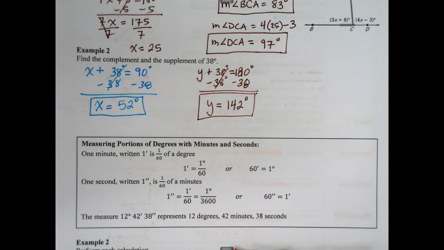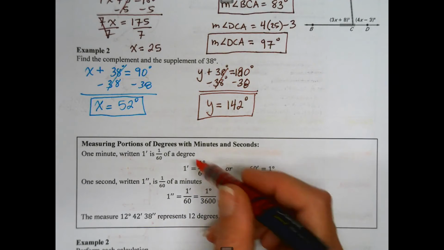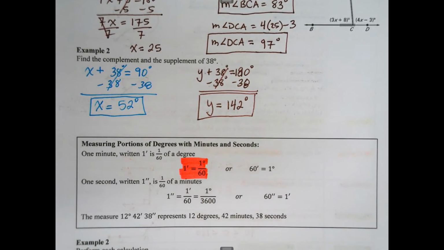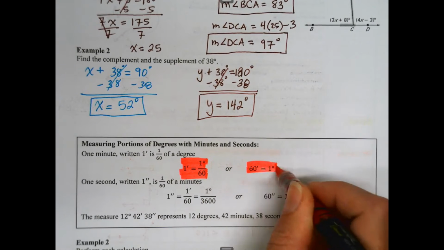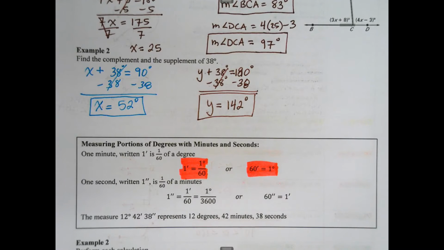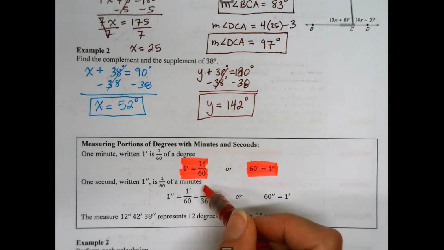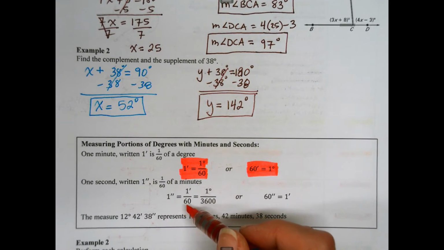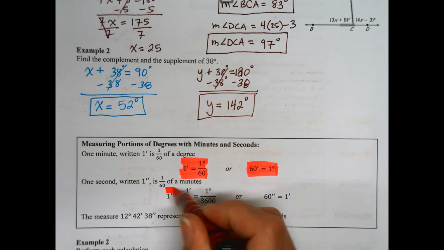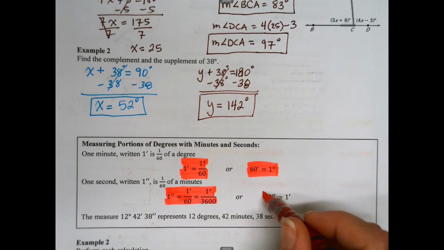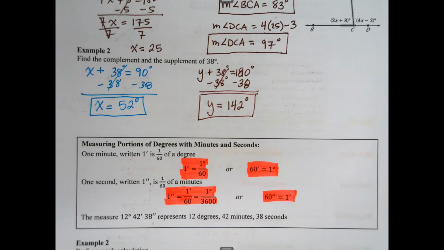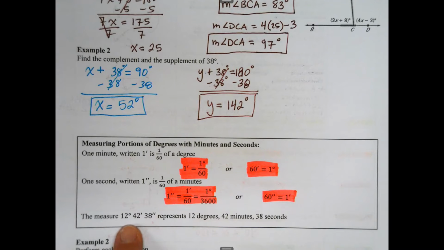1 minute, written as 1 with an apostrophe, is a 60th of a degree. Or in other words, we could say 1 minute is equal to 1 over 60 degrees. Or 60 minutes is equivalent to 1 degree. 1 second, written 1 with the little quote, is a 60th of a minute. 1 second is equal to 1/60th of a minute, which is 1/3600th of a degree. Or 60 seconds is equal to 1 minute. And the measure 12 degrees, 42 minutes, and 38 seconds would be how we read this.